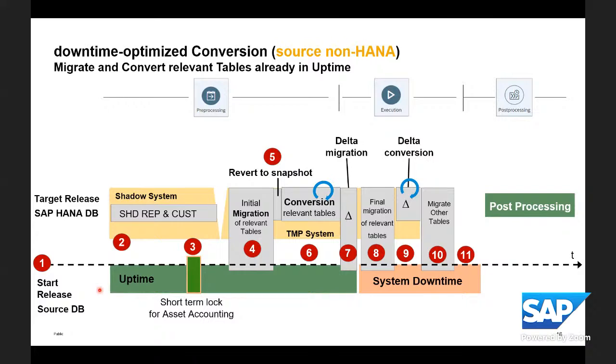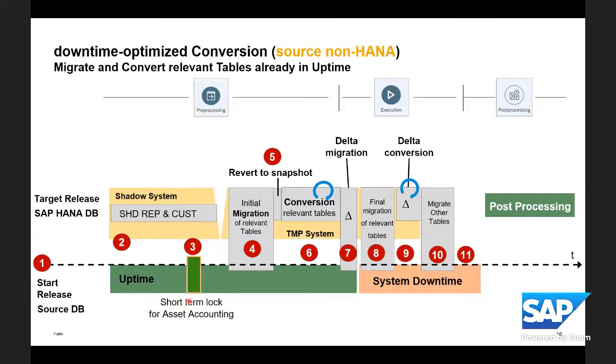So what's done here on the target HANA database? The software update manager will, as usual, set up the shadow system. So that is consisting of a shadow repository already on the high target level, and the shadow instance, of course, and some customizing is done.